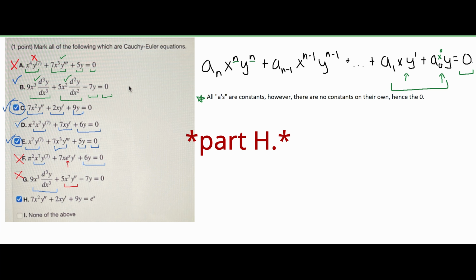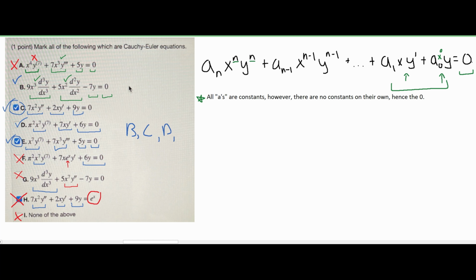In the last part, when we look at this, we can see that we have an x squared times a y double prime. This is okay. We have an x times y prime, which is going to be the same as this, which is also okay. And then we have a 9y, and this looks good for this part right here. However, the only issue is that we have a constant in here that's not linked to an x or a y. Since we have a constant not linked to an x or a y, it is not going to be a Cauchy-Euler equation. And obviously it's also not none of the above. So the only Cauchy-Euler equations that we have are B, C, D, and E.